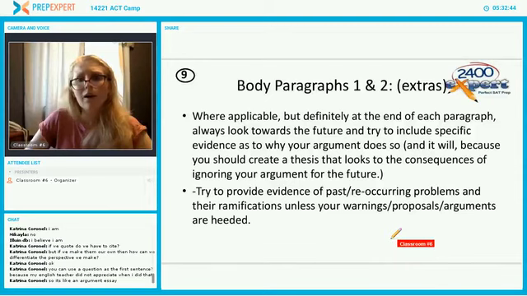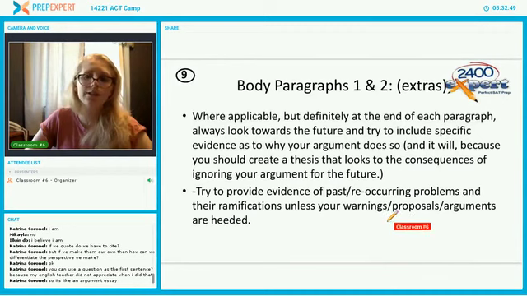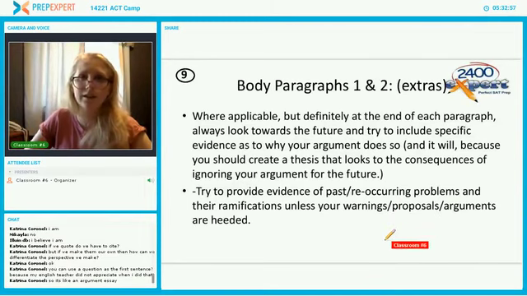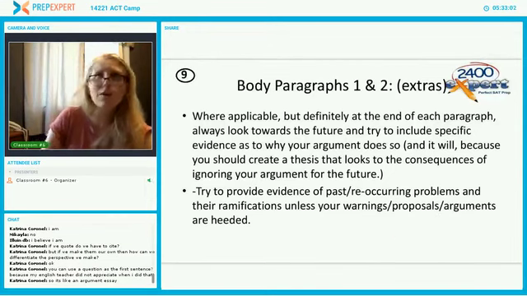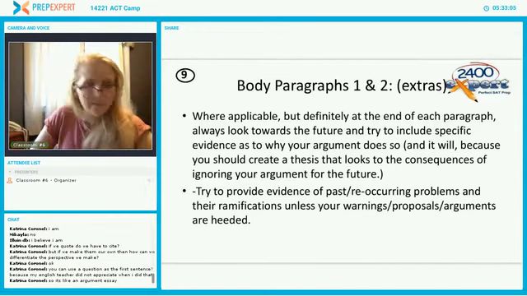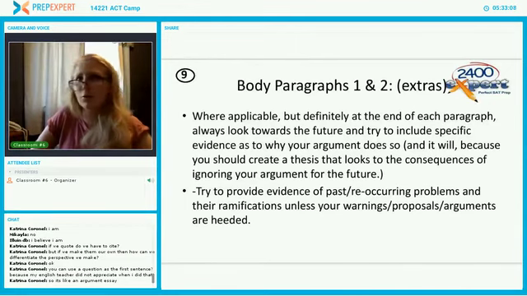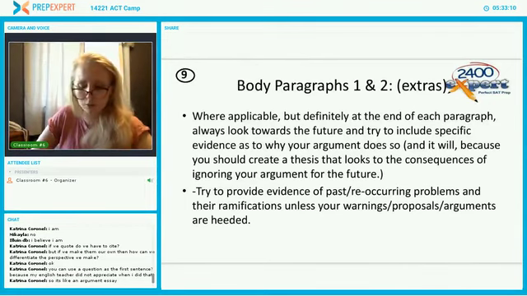Where applicable, but definitely at the end of each paragraph, always look towards the future and try to include specific evidence as to why your argument does so. Try to provide evidence of past or recurring problems and their ramifications unless your warnings are heeded. So you always want to make your argument sound like, if we go the other direction, that's a bad thing. If we try to put a stop to intelligent machines, what bad can happen? We will lose our sense of being human because we are always looking towards progress, and we can't just stagnate progress because we're scared of the unknown, for example.